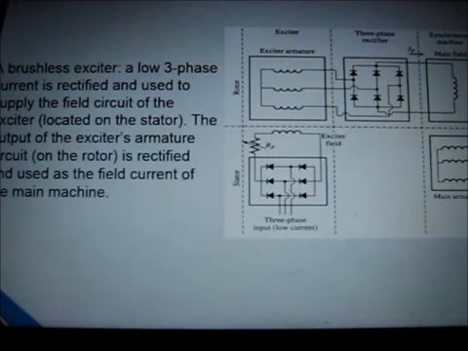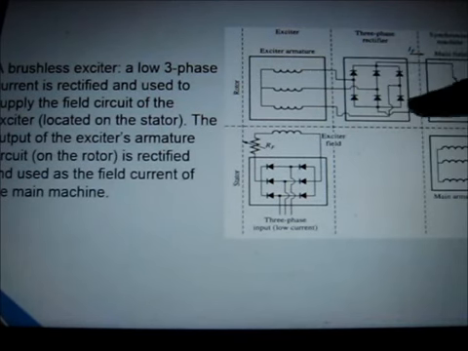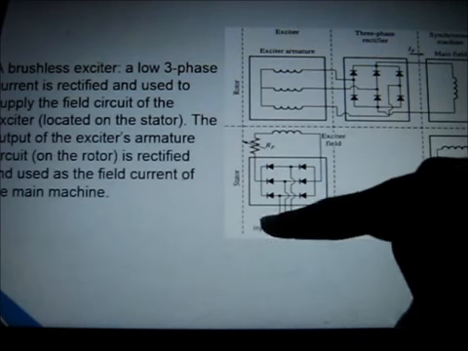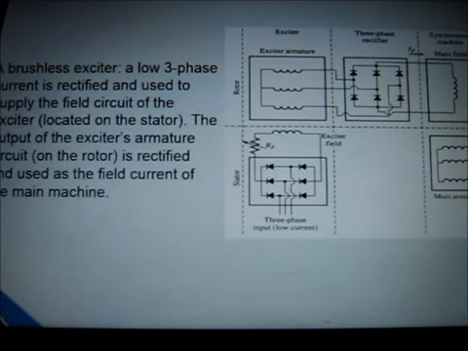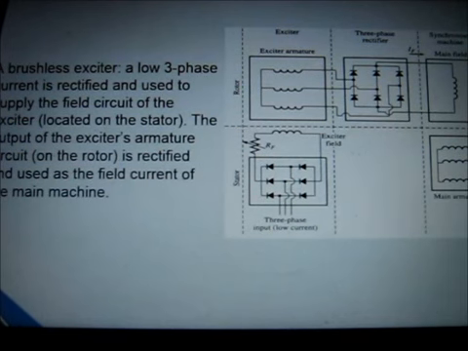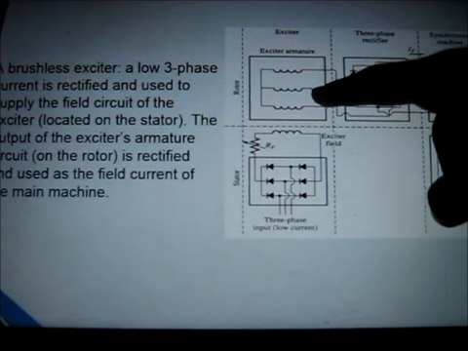You can see in this part, this is our rotor, which is further connected to the 3-phase rectifier, and this is the synchronous machine main field. Now we are attaching an exciter, a 3-phase input low-current brushless exciter. A low 3-phase current is rectified, in this case using this diode bridge, and used to supply the field current of the exciter located on the stator.